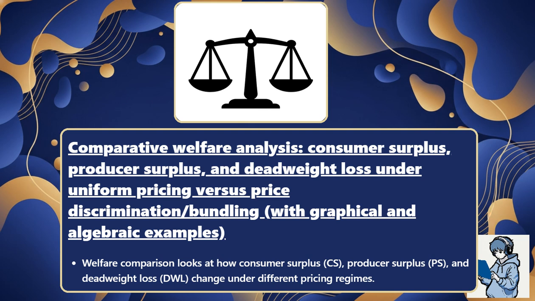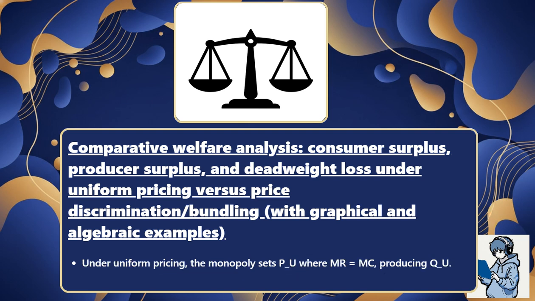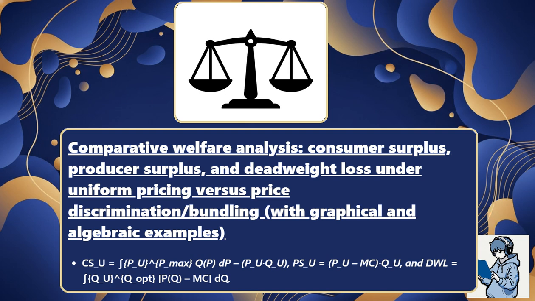Welfare comparison looks at how consumer surplus, CS, producer surplus, PS, and deadweight loss, DWL, change under different pricing regimes. Under uniform pricing, the monopoly sets P_U where MR equals MC, producing Q_U. CS_U equals the integral from P_U to P_max of Q(P) dP minus P_U Q_U. PS_U equals (P_U minus MC) times Q_U. And DWL equals the integral from Q_U to Q_opt of [P(Q) minus MC] dQ.